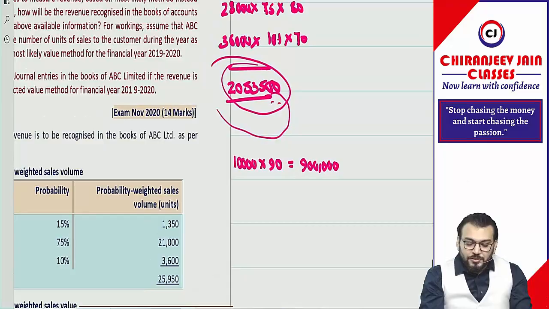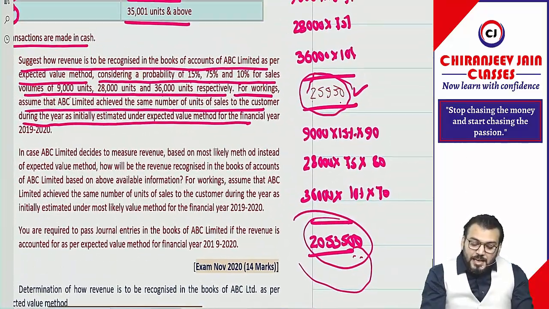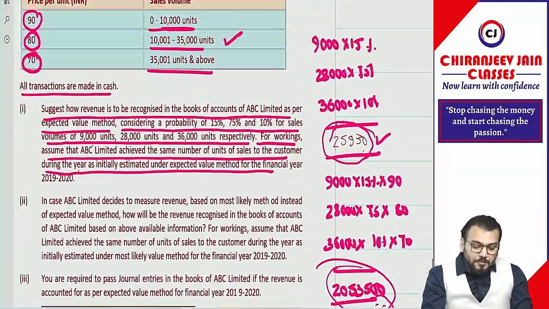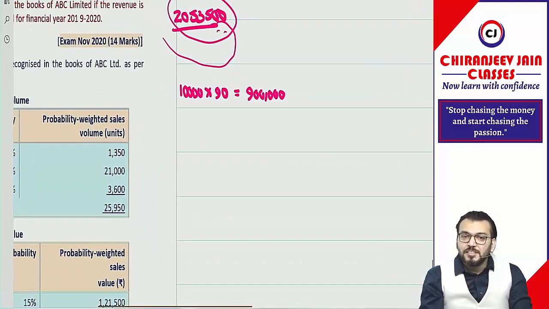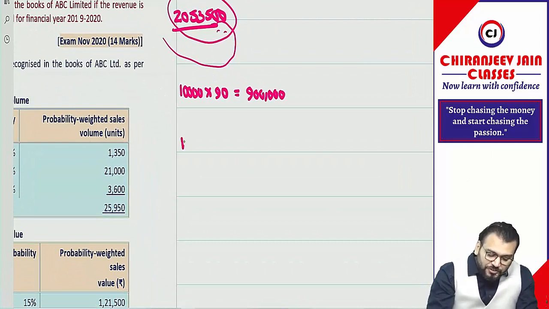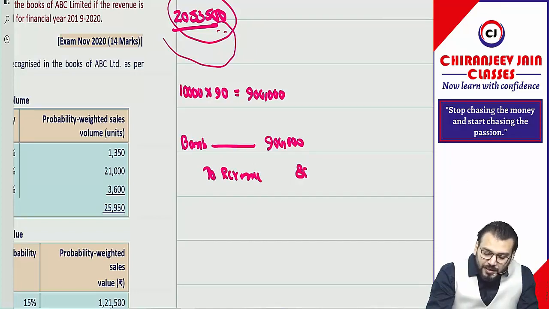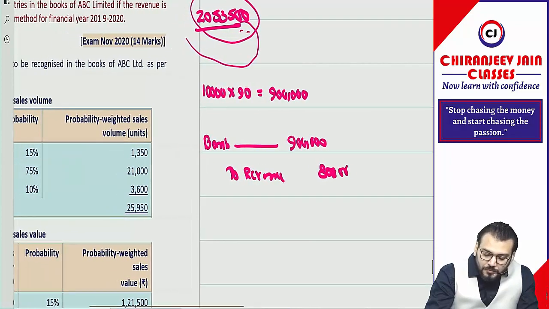Are you able to understand? Correct. But as per the expectation, my range will come at 80. Means how much revenue will I recognize? As per 80 only, as per expectation. So I will pass the journal entry: bank account debit, 9 lakh we receive. This was my answer. To revenue 8 lakh and to contract liability 1 lakh. This was my answer.